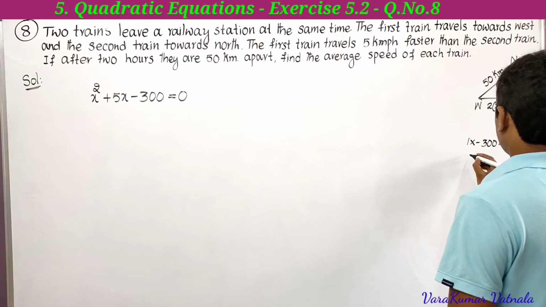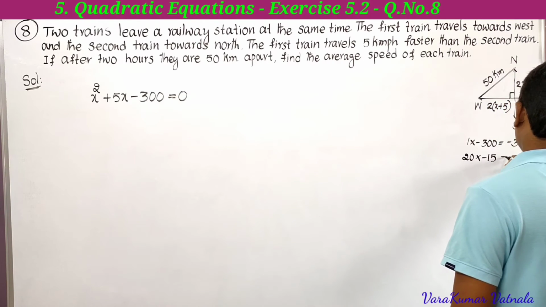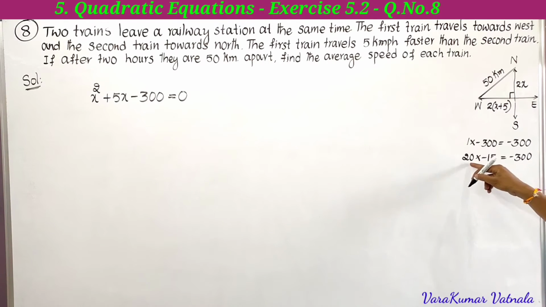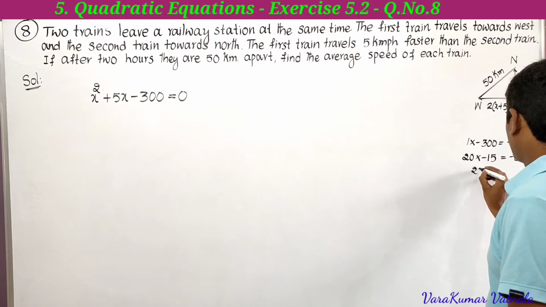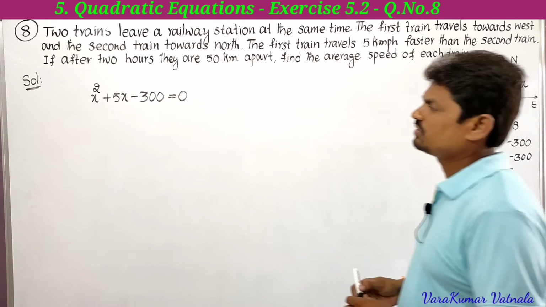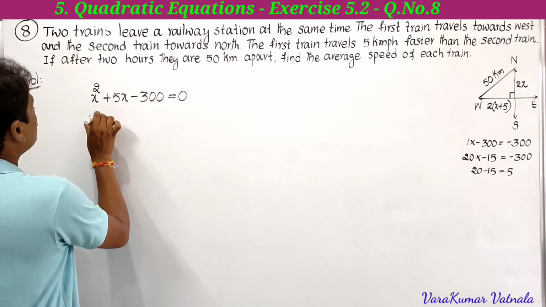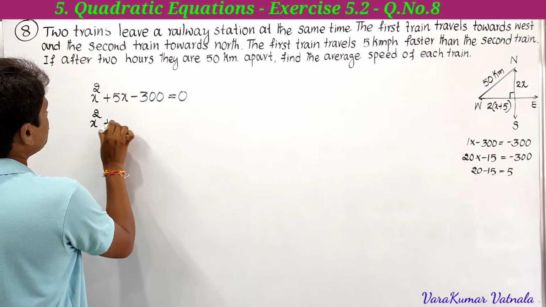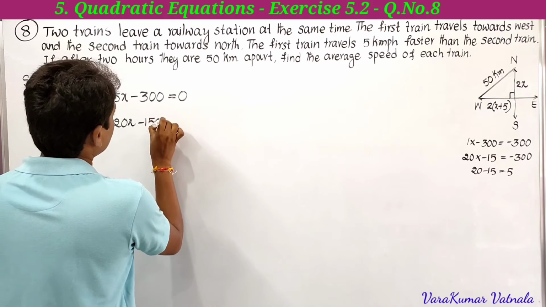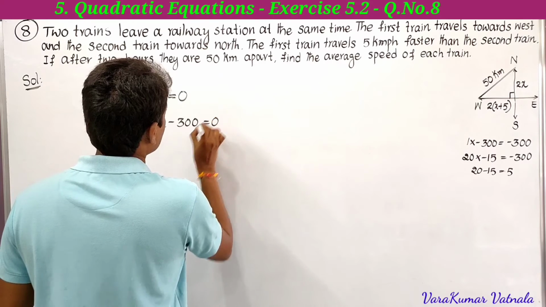Here it is very easy. 20 into minus 15 is equal to minus 300. 15 twos are 30, so 20 into 15 is 300. And 20 minus 15 is equal to plus 5. So plus 20 and minus 15 are the factors. Write the x square as usual, and this plus 5x can be written as plus 20x minus 15x, and write minus 300 as usual is equal to 0.